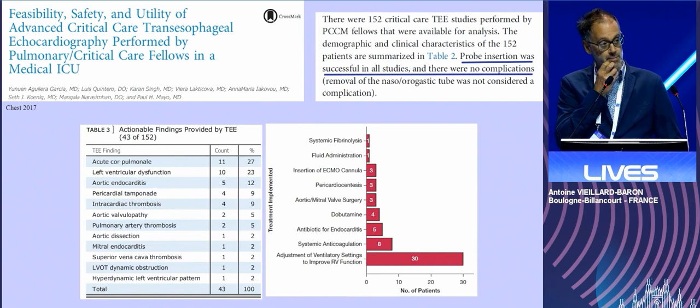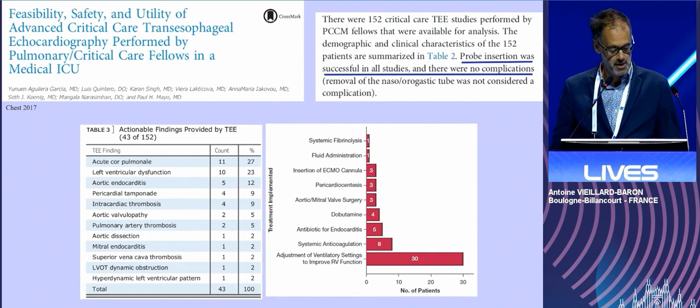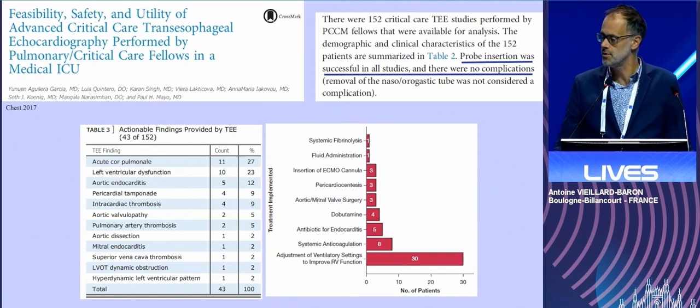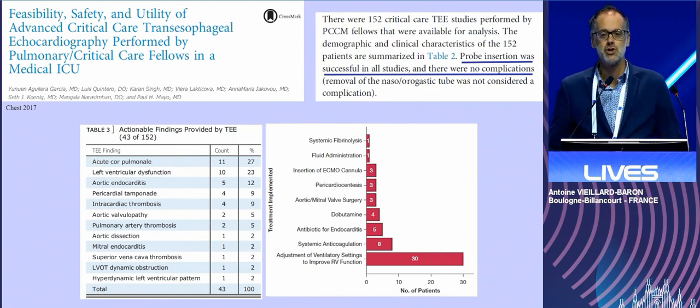But I was surprised because what they found is that in many patients, 27% of patients, they found a pattern of acute cor pulmonale or right ventricular overload, which was quite a high number of patients. And especially look at the treatment change managed by the TEE study. In most patients, 30 patients, they adjusted the ventilatory settings just because of the TEE evaluation. Of course, in one patient, they considered to give more fluids, but it was not the majority of patients.